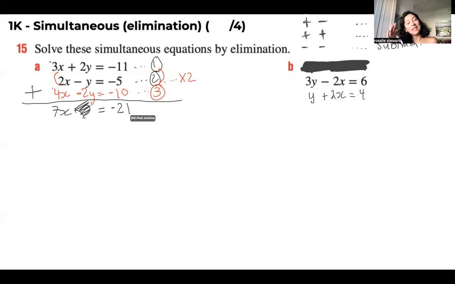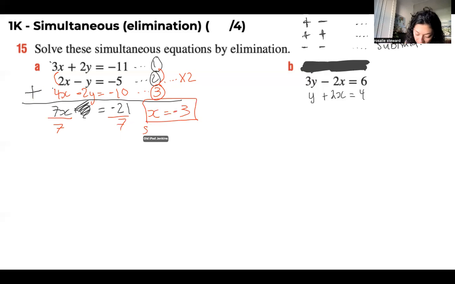Okay, if you can't do it in your head, that's okay. Just use your calculator. So negative 11 plus negative 10 is negative 21. Nice, that worked out pretty well for us. So we've got 7x equals negative 21, divide both sides by 7. So x, nice and simple, equals negative 3, easy. And now once we've got one of the variables, we can easily sub that into any of the equations.